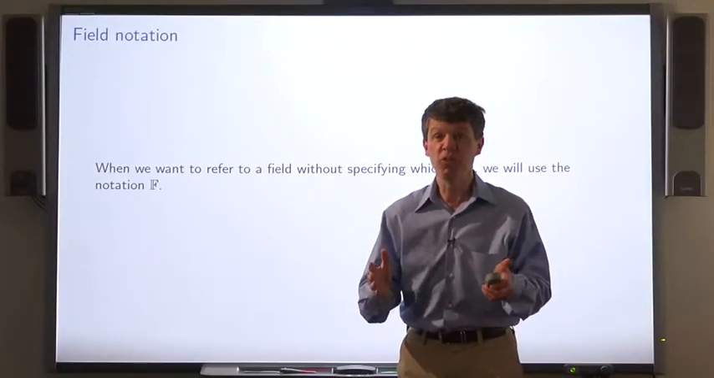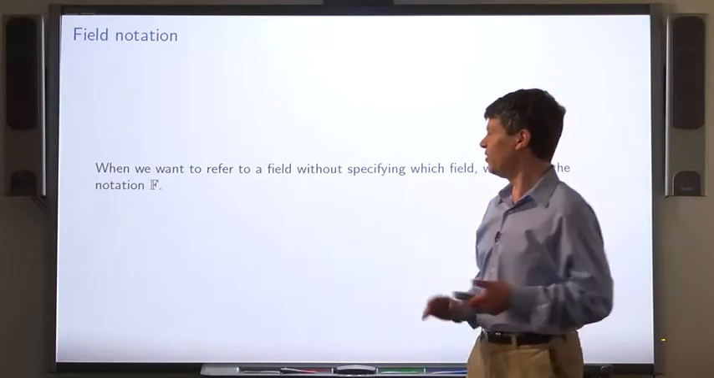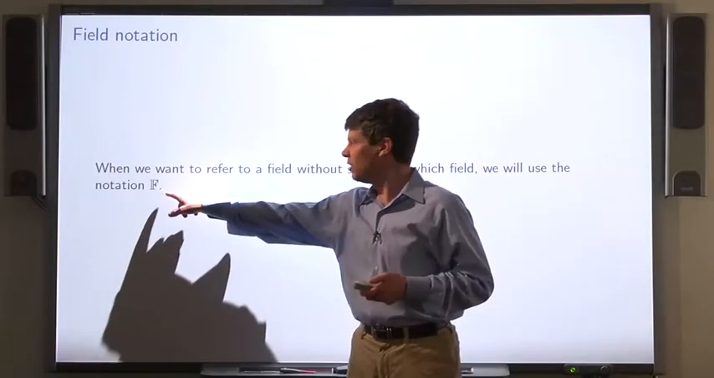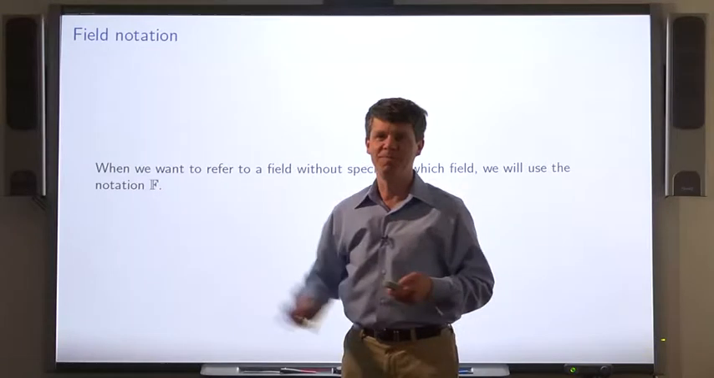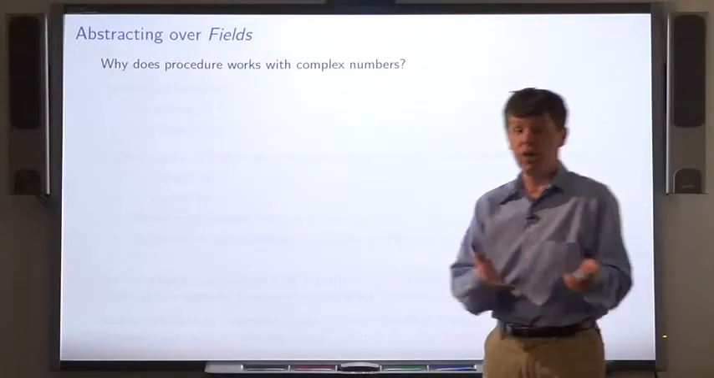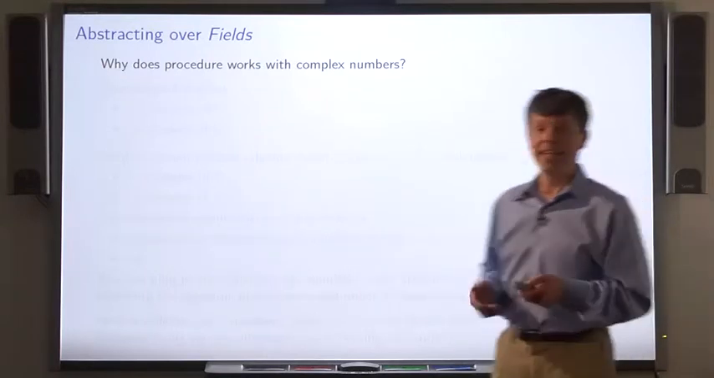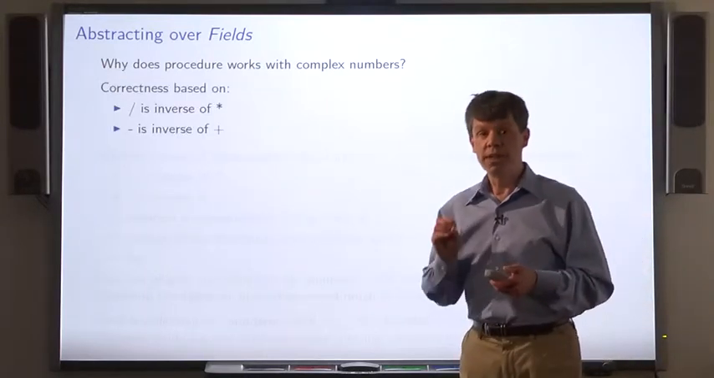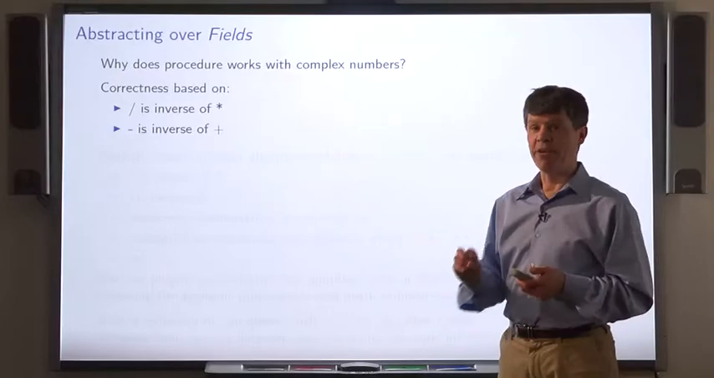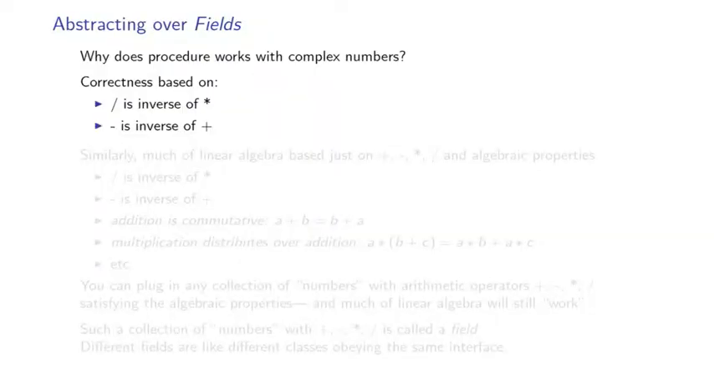So the same procedure that we defined for real numbers happens to work for complex numbers as well. When we want to refer to a field without specifying exactly which field, we'll use this notation with this blackboard F. So why does this procedure give the correct result for complex numbers as well as for real numbers? It's because it's just based on a few simple facts about the arithmetic operators. For example, division is the inverse of multiplication. Subtraction is the inverse of addition.